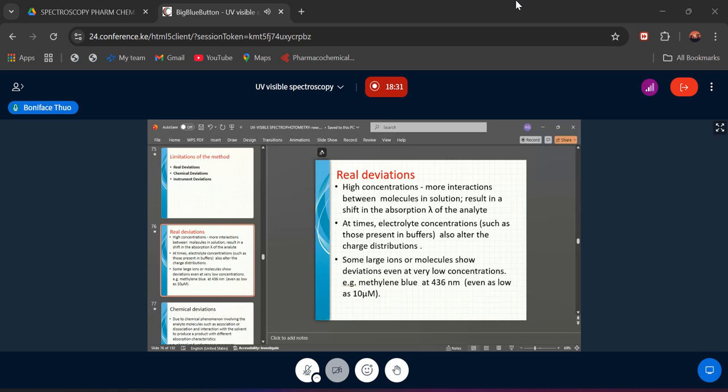And in other cases, some molecules, even in low concentrations, show deviations. We have listed an example there, which is methylene blue, which does not seem to obey the Beer-Lambert law, even at this very low concentration of 10 micromolar.